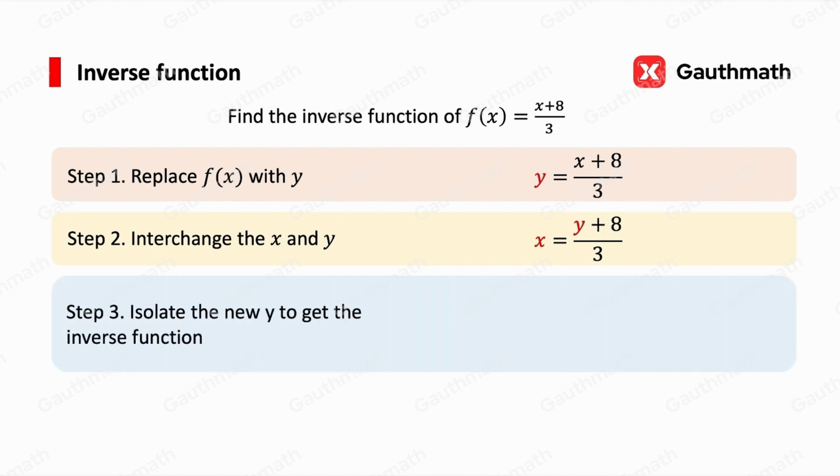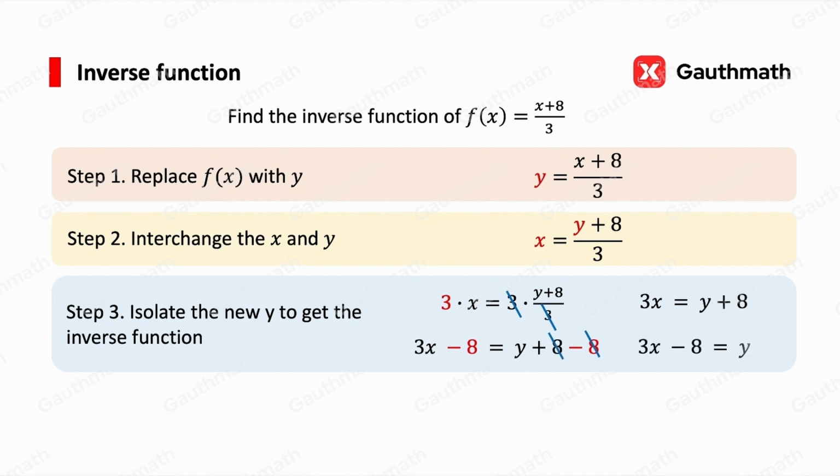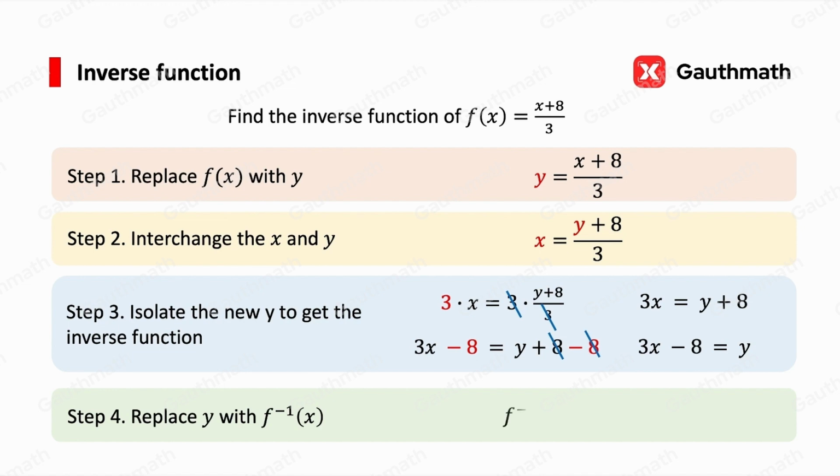And the third step, isolate the new y to get the inverse function. So we have to isolate the y, so we multiply by 3 on both sides. And the 3s cancel. So we get 3x equals y plus 8. And then we subtract 8 from both sides. And 3x minus 8 equals y. And the fourth step, replace y with f inverse of x. So f inverse of x equals 3x minus 8.